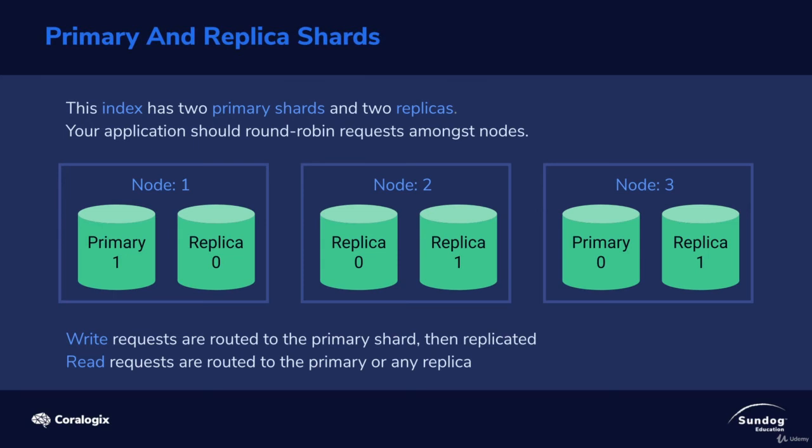Now when you read, that's a little bit quicker. They just route it to the primary shard or to any replica of that shard. So that can spread out the load of reads even more efficiently. So the more replicas you have, you're actually increasing your read capacity for the entire cluster. It's only the write capacity that's going to be bottlenecked by the number of primary shards that you have.